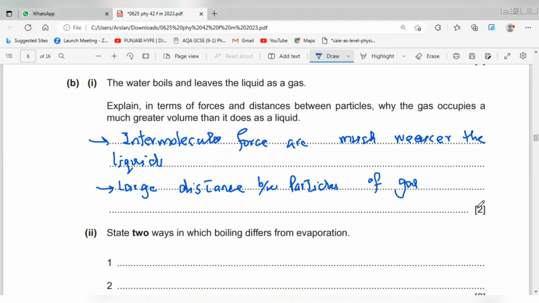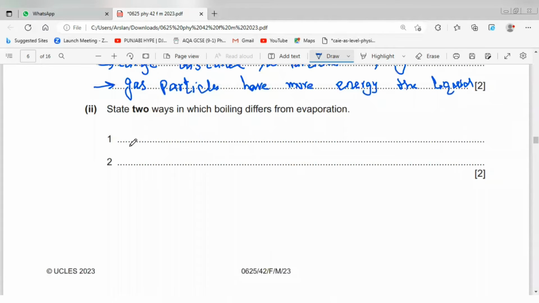There are two marks, so I think it's enough. You can also say gas particles have more energy than liquid particles. So they are colliding with each other with greater amplitude. I think it's enough. So second part: state two ways in which boiling is different from evaporation.